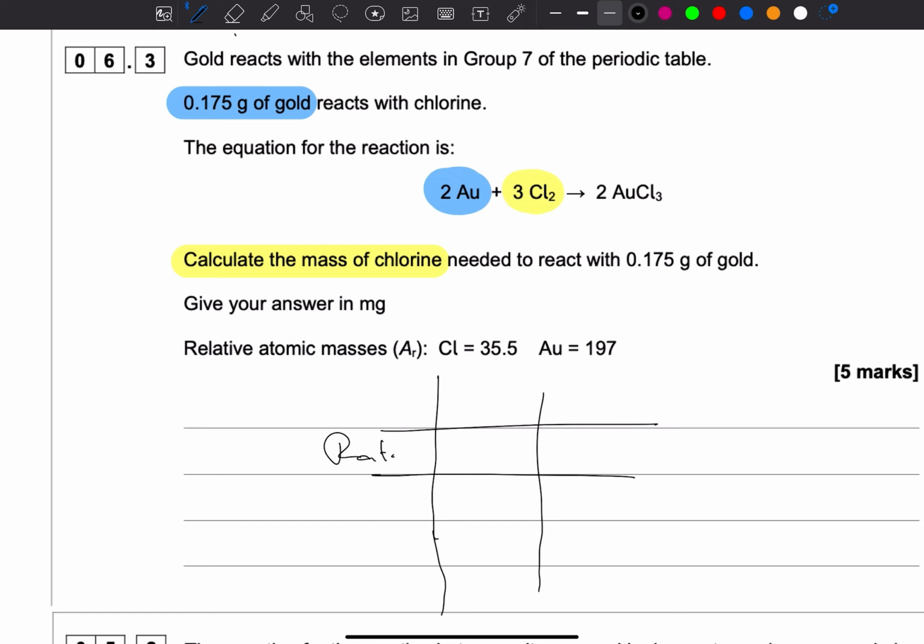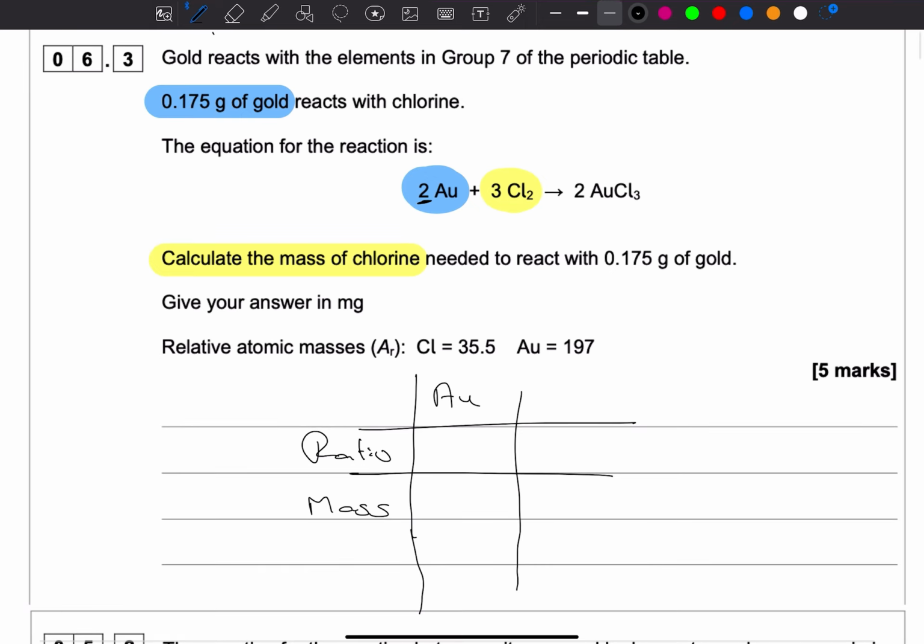Ratio, mass. So what is given to me is gold, which is Au, and the ratio number of Au is just 2. Okay, and what do they want you to find out? Chlorine, Cl2, and the ratio number is whatever is in front of it, which is 3. Cool. Now I need the relative formula mass, RFM, of what?